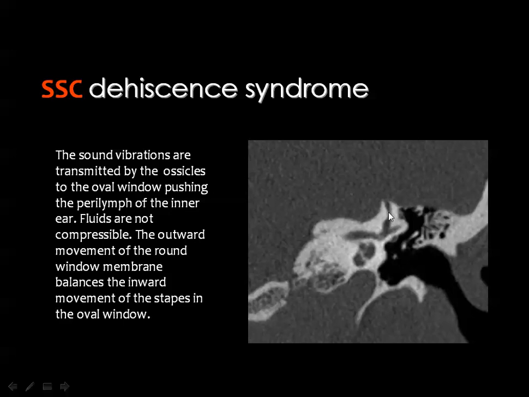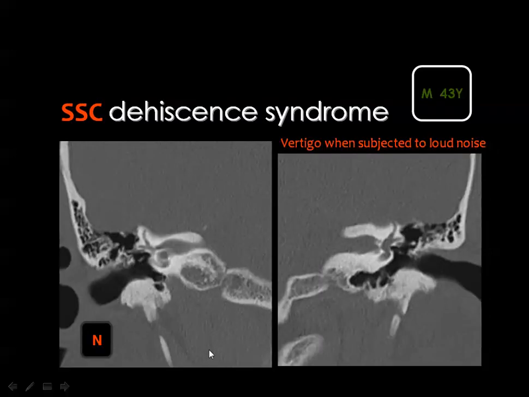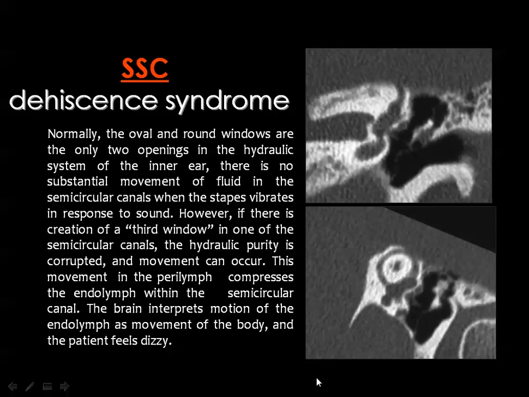Here you see this is the superior semicircular canal, which should be protected by bone at this side to separate it from the brain. But in this dehiscence syndrome, you can see that the superior semicircular canal is dehiscent. There is no bone separating it from the brain. And this is the normal appearance, the superior semicircular canal separated by bone from the brain. And this is the syndrome where you see the superior semicircular canal is not separated by bone from the brain.